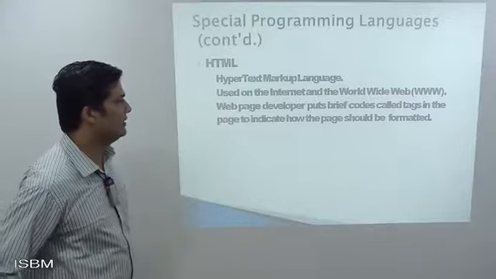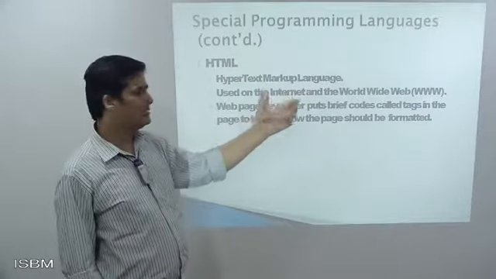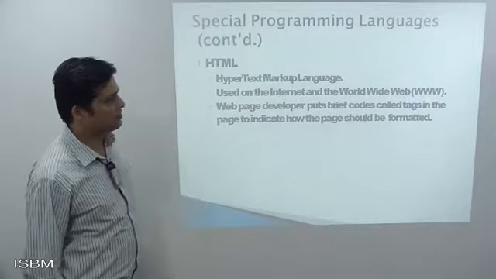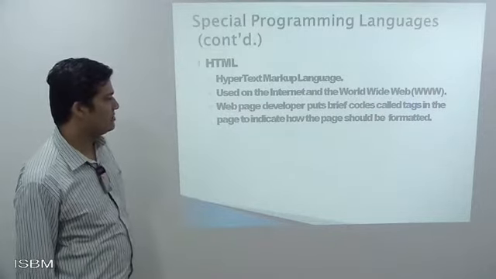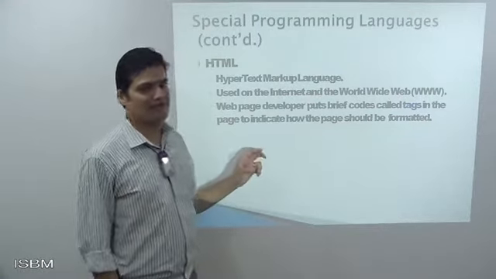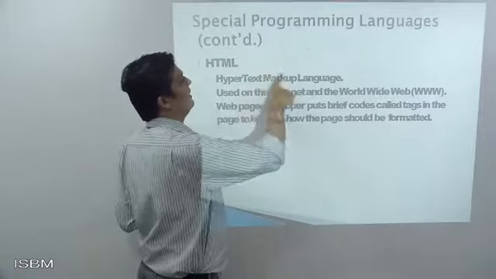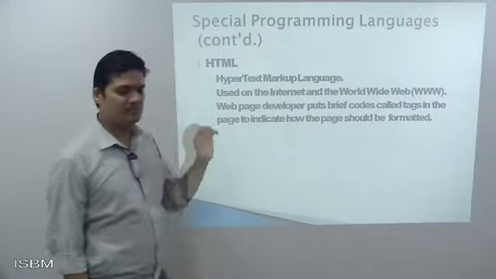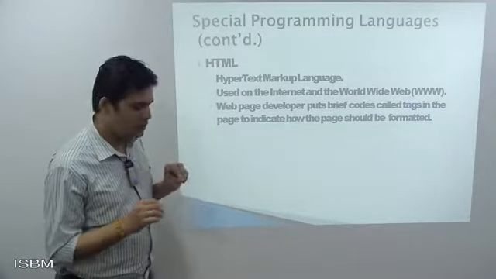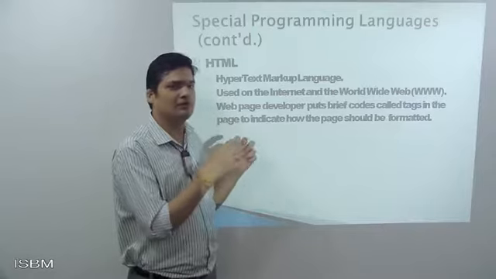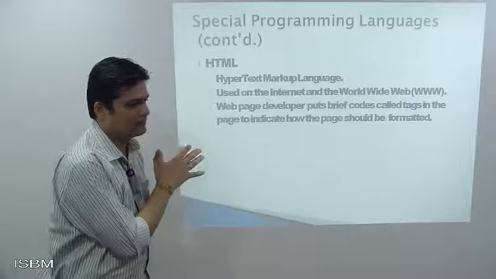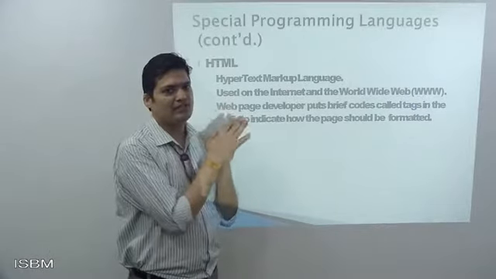It is used on the internet and World Wide Web, which you easily know as the internet and www. The web page developer puts brief codes called tags in the page to indicate how the page should be formatted. Two tags are used, an open and a close, like angle brackets. Whatever code you want to write, you write inside those tags only; you cannot write outside them. Starting with those tags, you have to write everything inside them.